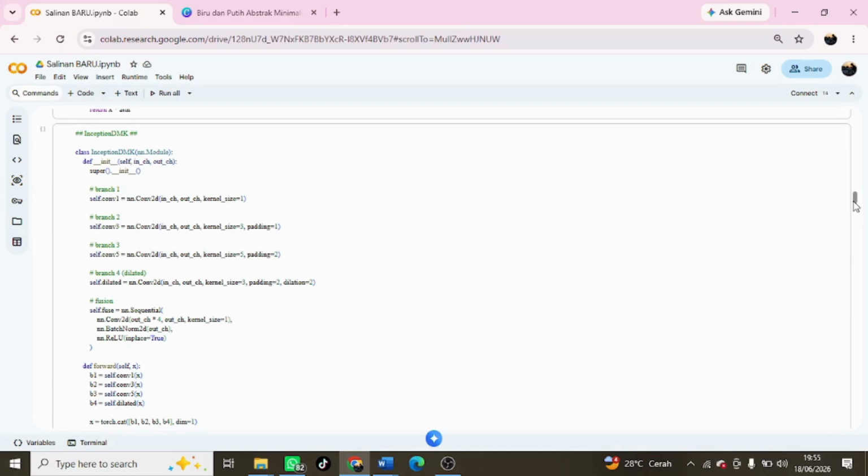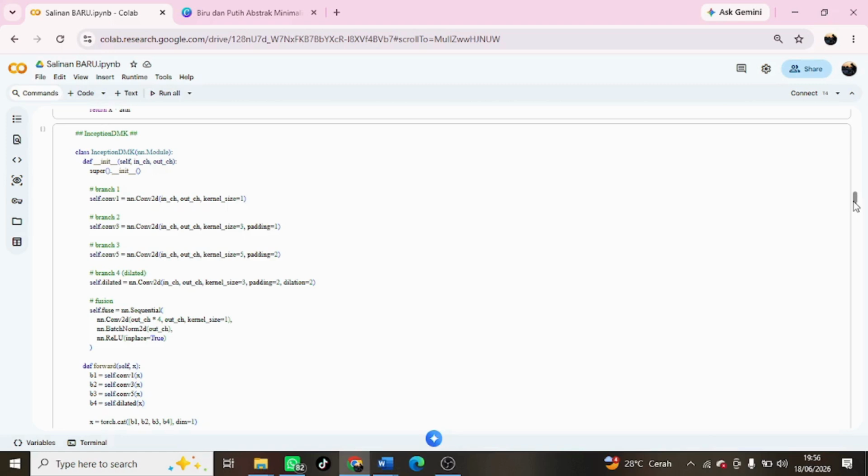Smaller convolutions capture local details, while larger convolutions and dilated convolution are capable of capturing a broader context. All extracted results are then combined using a concatenation operation and fused back together using 1x1 convolution. In this way, the model can learn edge and texture information at various scales simultaneously.